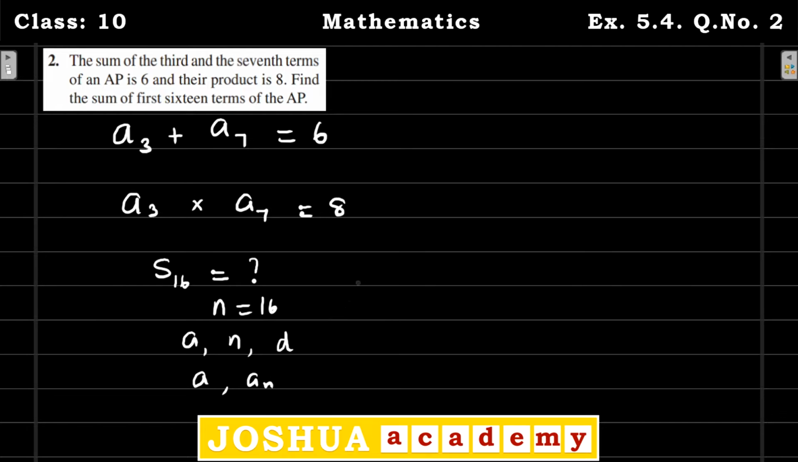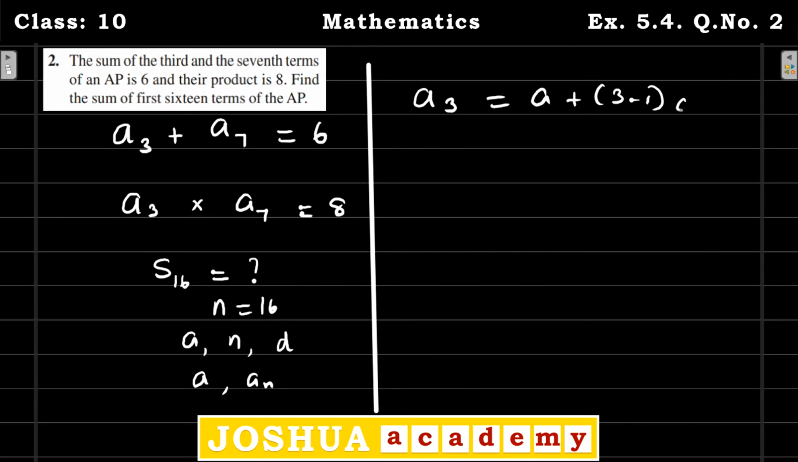Now I am going to start with the values available with me. What is given here? A3 plus A7 equal to 6. As per our knowledge, A3 is equal to A plus 3 minus 1 times D, because we know the formula AN is equal to A plus N minus 1 times D. I apply the same formula here. So A3 is equal to A plus 2D. In examination, no need to write these three lines and waste your time. The moment you see A3, you have to write A plus 2D.